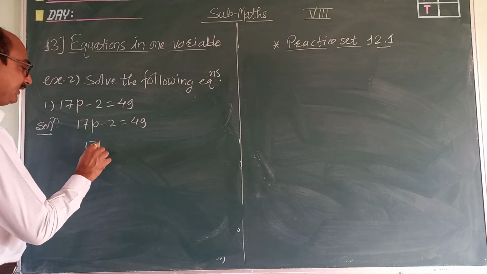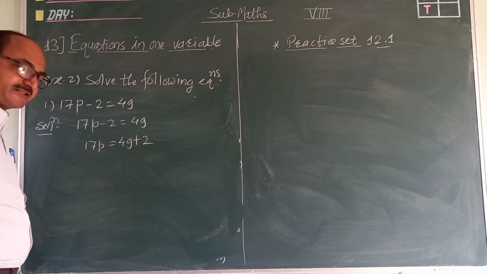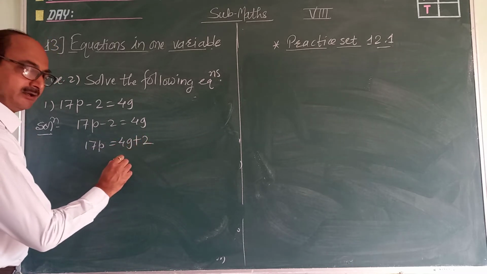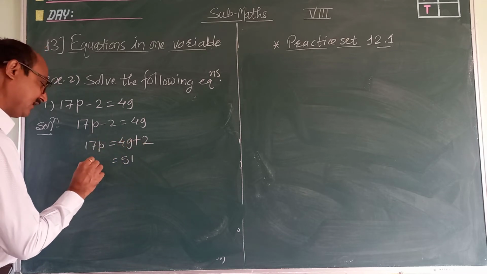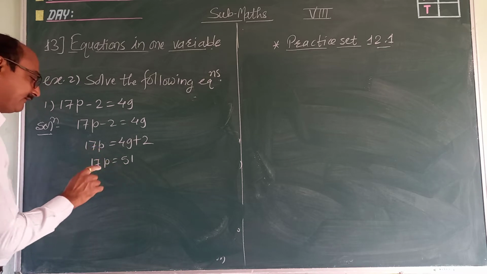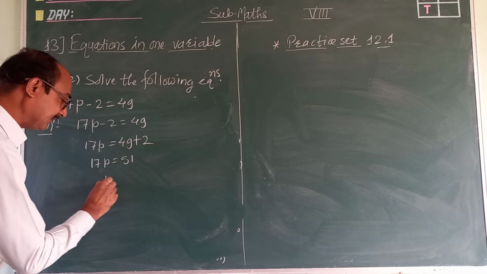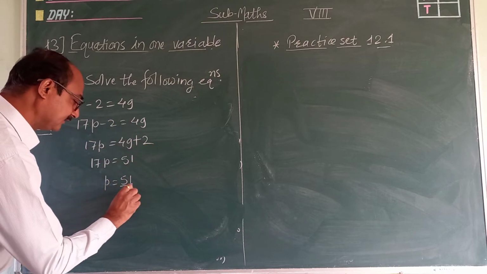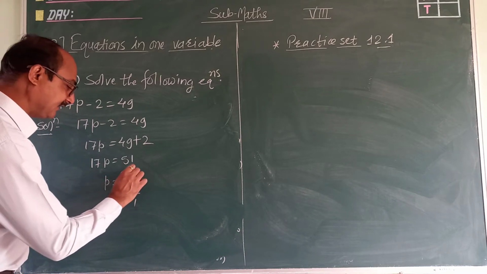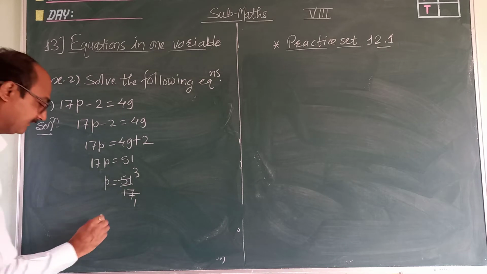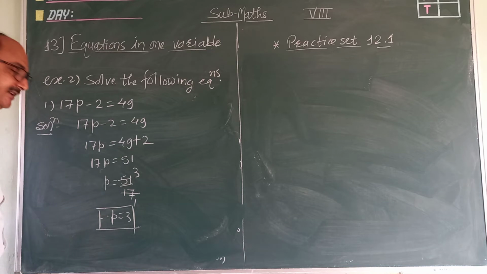So 17p as it is, this minus 2 goes to that side, it becomes plus 2. So the addition is what? 51. 9 plus 2 is 11, 4 plus 1 is 5. 17p is equal to 51. We want the value of p, but this 17 is multiplied, so when it goes to that side, it becomes divided. So can we divide? See, 17 table: 17 ones are 17, 17 threes are 51. So the value of p is what? 3. This is the solution of this equation.